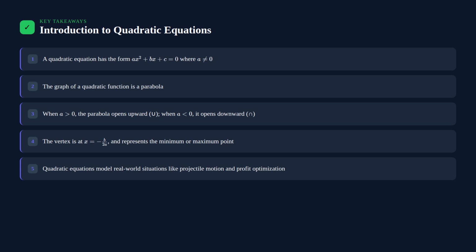Point 4. The vertex is at x equals minus b over 2a, and represents the minimum or maximum point. Point 5. Quadratic equations model real-world situations like projectile motion and profit optimization.